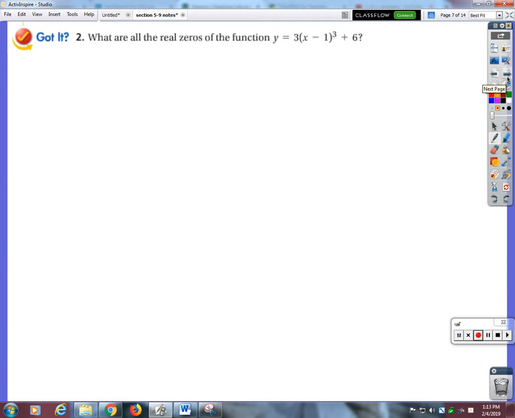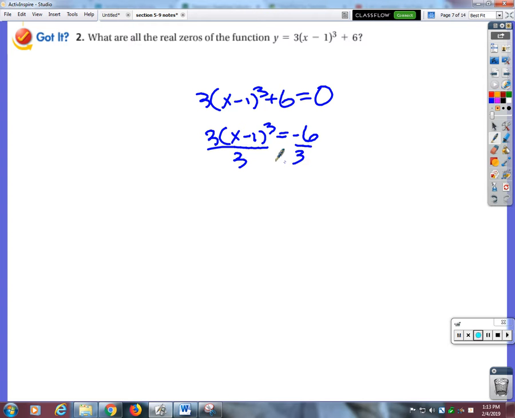All right. Let's do a little bit of algebra with one of these. It says, what are all the real zeros of this function? And so if you're trying to find the zeros of the function, the reason they're called the zeros of the function is because you find them by setting it equal to 0. All right? So what do I do first? Good. So I subtract 6 from both sides. So that's negative 6. And then I divide by 3. Okay. So this is x minus 1 cubed equals negative 2.